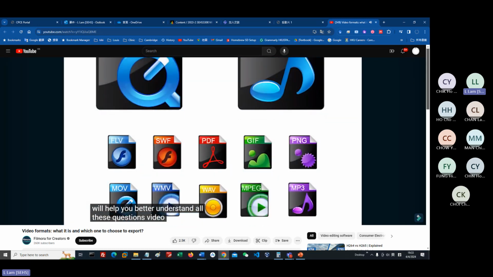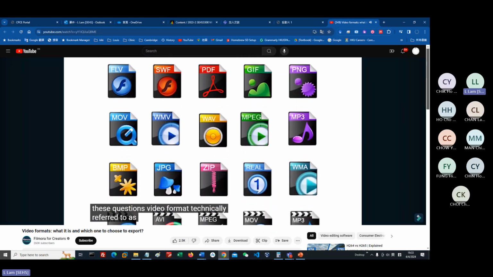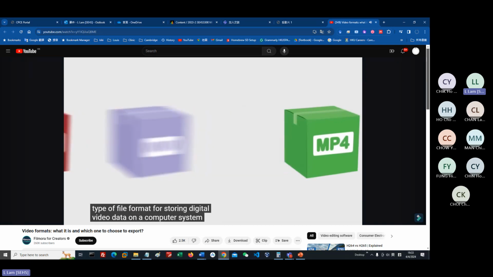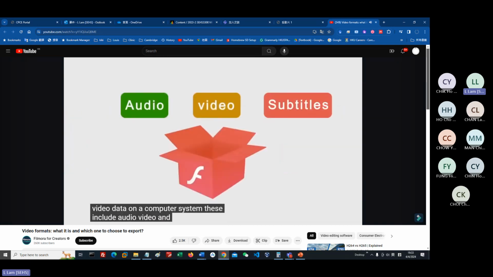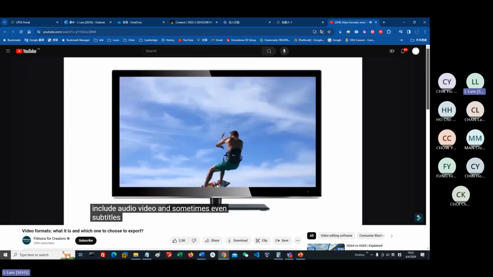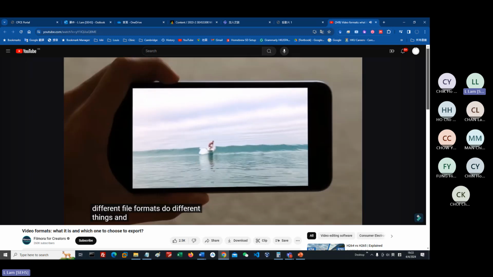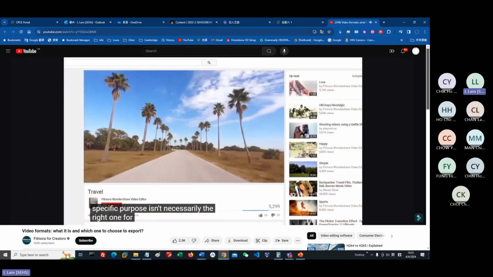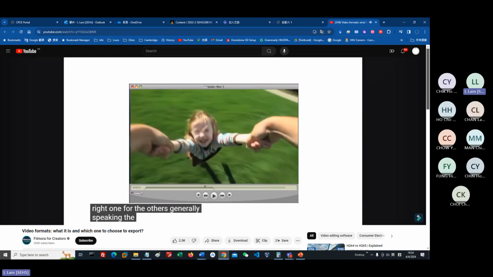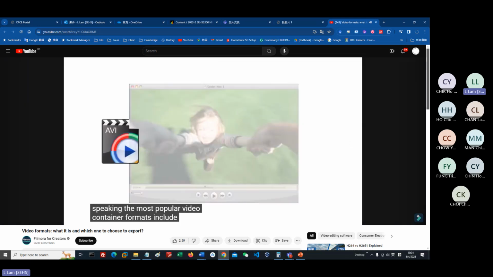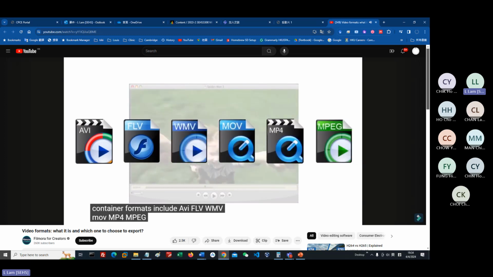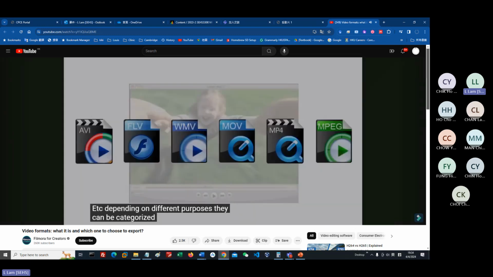these questions. Video format, technically referred to as container formats, is a type of file format for storing digital video data on a computer system. These include audio, video, and sometimes even subtitles. Different file formats do different things, and the right video format for a specific purpose isn't necessarily the right one for the others. Generally speaking, the most popular video container formats include AVI, FLV, WMV, MOV, MP4, MPEG, etc. Depending on different purposes, they can be categorized into 4.